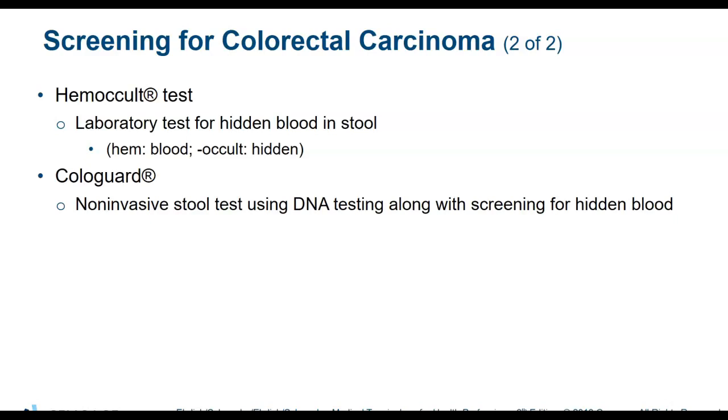But there's a new one that's really cool. It's Cologuard. It's a non-invasive stool test using DNA testing. And so what you do is they deliver it to your house. You put it in the toilet. You go to the bathroom, you seal it up, you send it back through UPS or FedEx, and they do that testing.